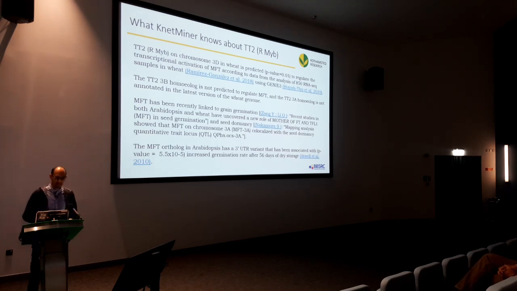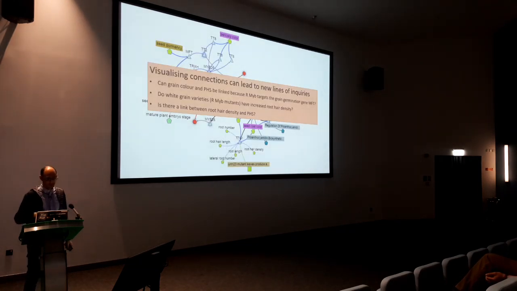Studying the knowledge graphs by eye as an expert, they can lead to lots of different new lines of inquiry. So, for example, looking at this, the next question would be, could grain color and pre-harvest sprouting be linked because the TT2 gene is targeting MFT? Do white grain varieties have increased root hair density? Is there a link between root hair density and pre-harvest sprouting? So it just helps you to develop new hypotheses and new ideas.